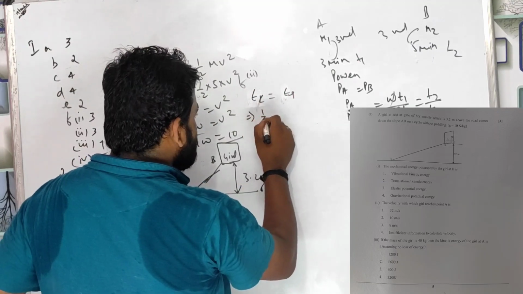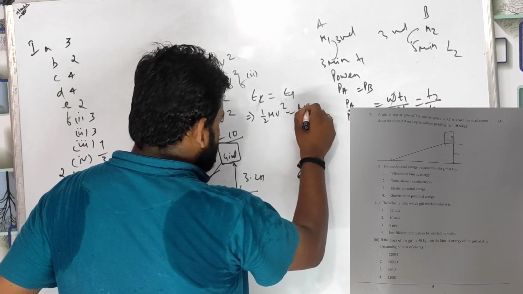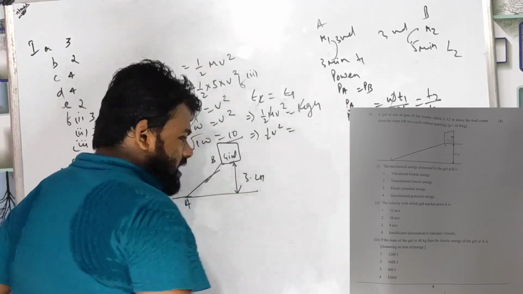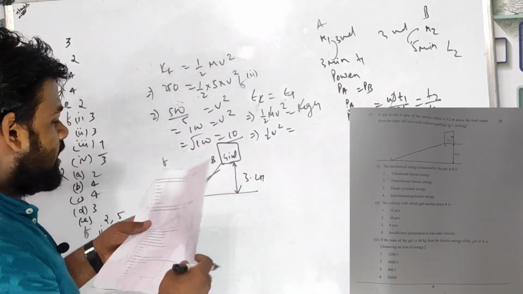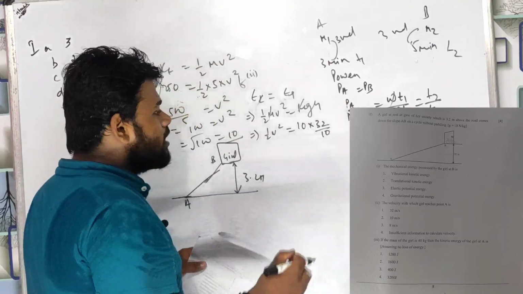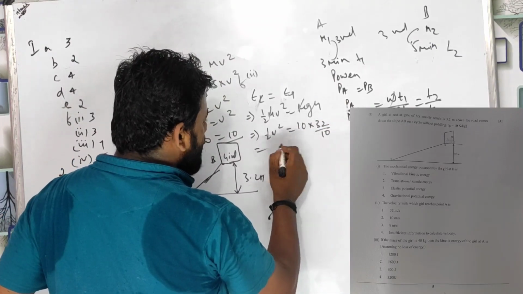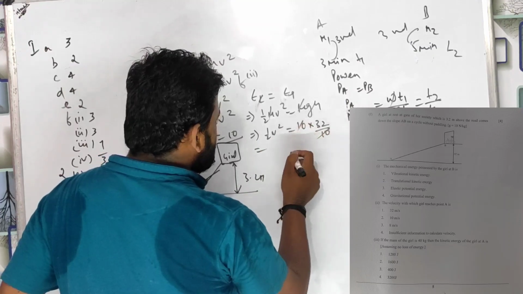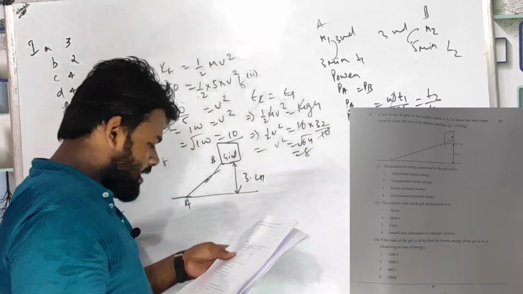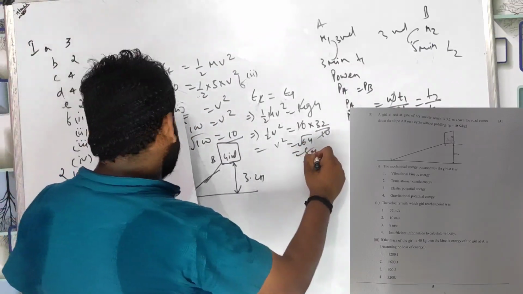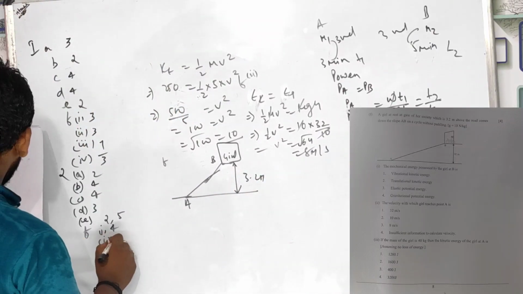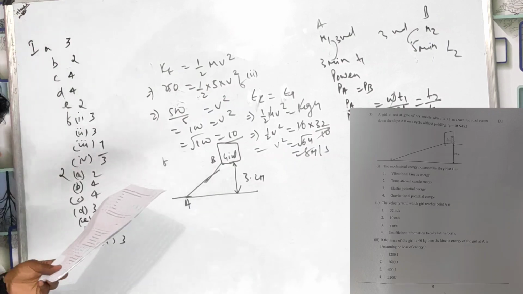Half mv square equals mgh. So m gets cancelled. Half v square equals g into h. It is given 10 in the question, 10 into height. Height is given 3.2, that is 32 by 10. 10 cancels. So v square equals 64, under root gives 8. The answer is 8 meter per second. Yes, it is correct. That means the answer of bit 2 of F will be 8 meter per second.